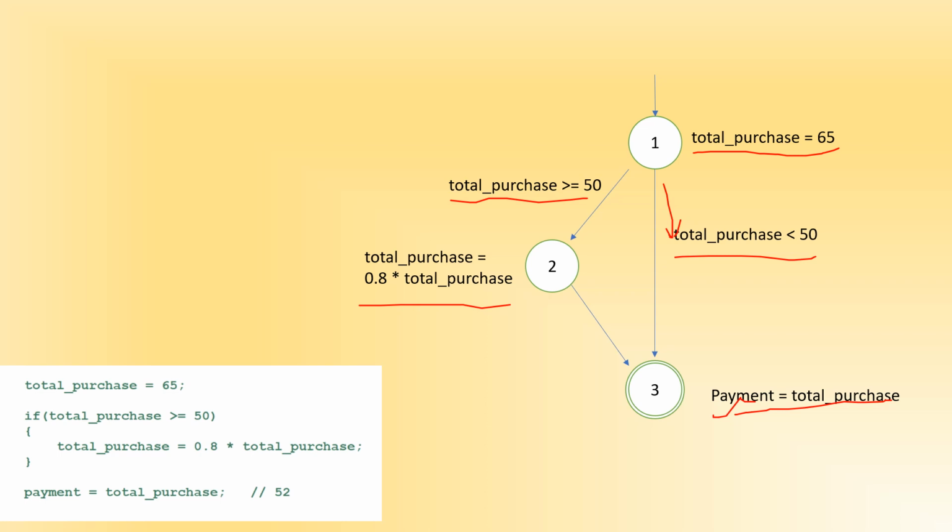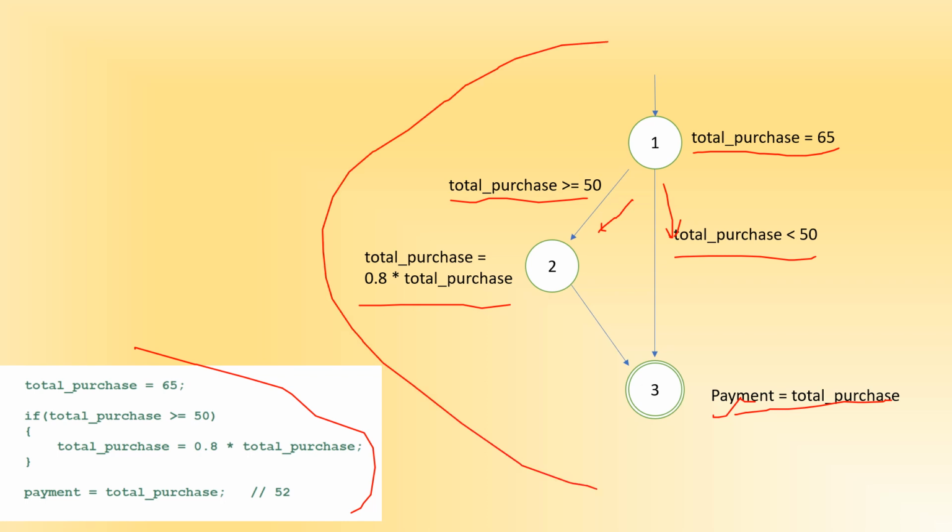But if it is more than or equal to 50, then we follow this path. So these are the two paths that a program can take. So this is how we represented a small program in the form of a control flow graph.